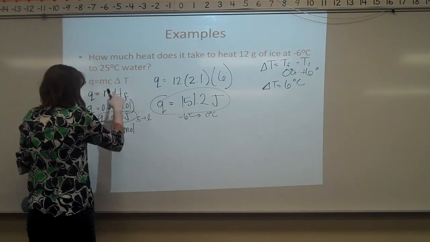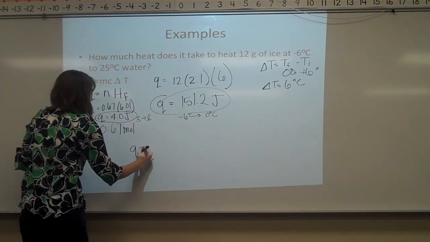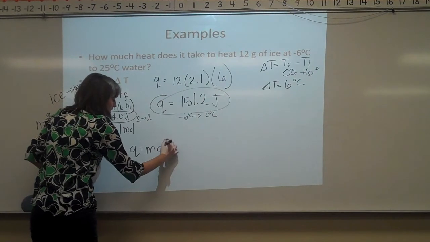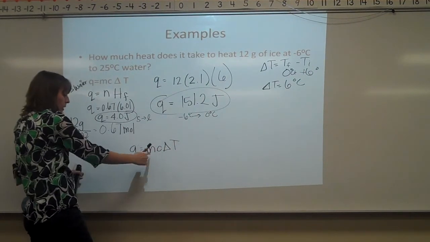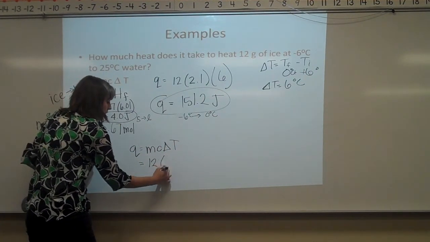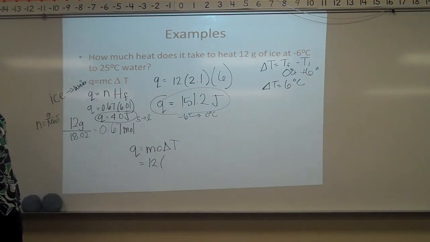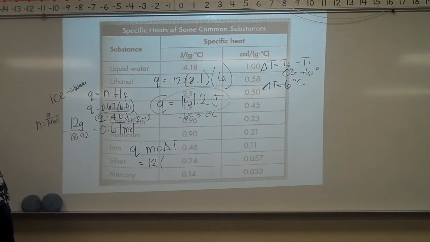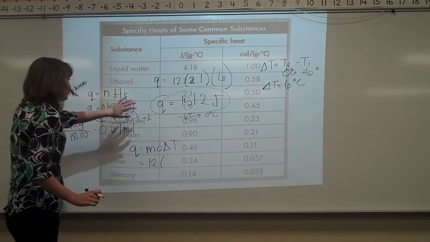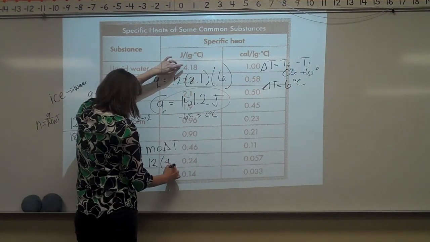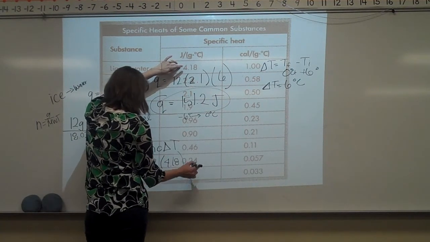So we're going to use this one again, Q equals mc delta T. We know our mass was 12. Now we're liquid water, so we have to find our specific heat of liquid water. I believe it's 4. Let's go back just to double check. Our specific heat of liquid water was 4.18. Again, you guys have this chart inside of your notes.